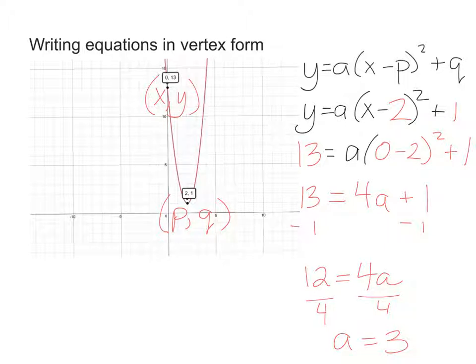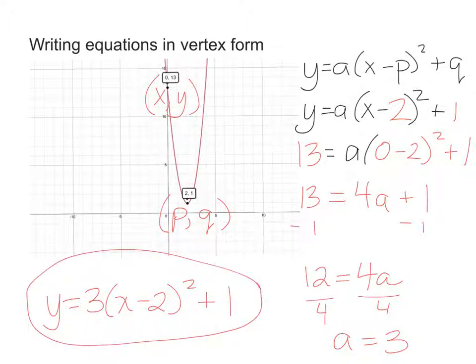So now the question is, what is the equation of that parabola? Y equals 3(x minus 2) squared plus 1. And that's the answer for the equation.